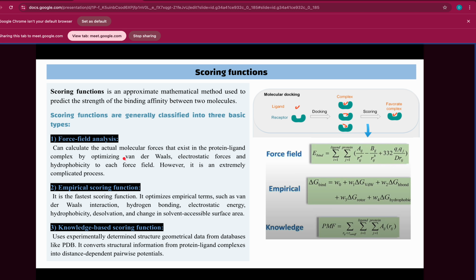We simply look for these interactions, what the values of these interactions are. Are these interactions strong or are these weak? If interactions are strong, that means the complex will be strong enough. And then empirical scoring function.